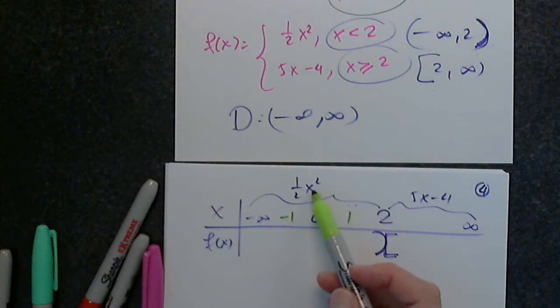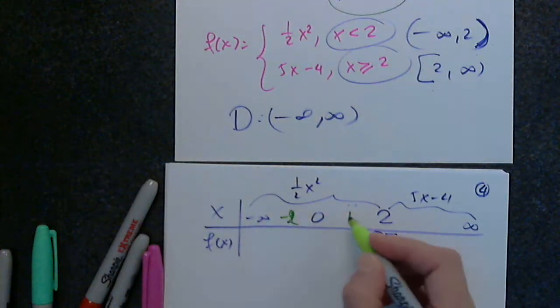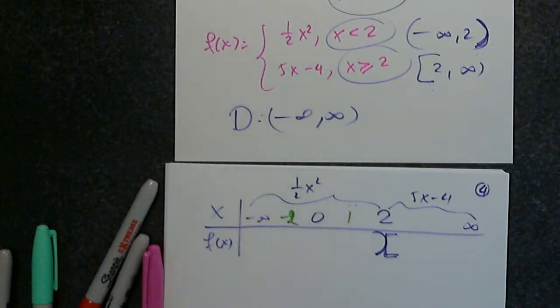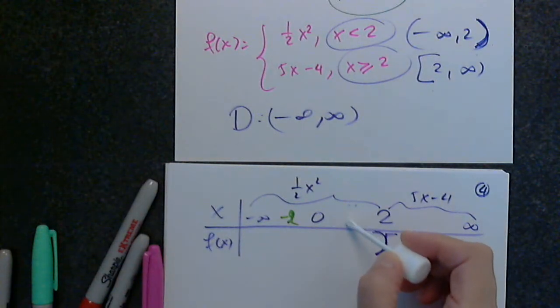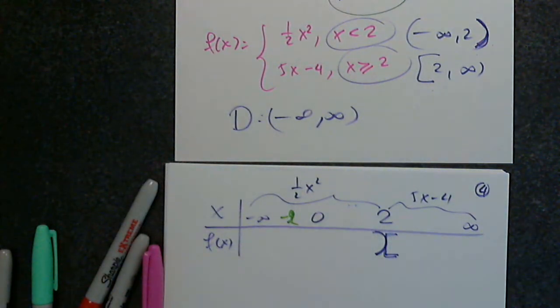When I plug in -1, oh, I prefer -2 because I don't want to have a half point in there. I don't need the 1. It's more than I need anyway. So -2 squared is 4. 4 divided by 2 would be 2. I plug in 0 and I get 0. And I plug in 2 and I get 2 as well.